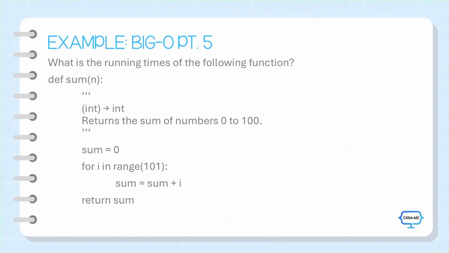Okay. Last thing that might trick you up is if I have something like this, where let's say this is one operation, this is one operation, this is two operations, one for the calculation, one for the assignment.